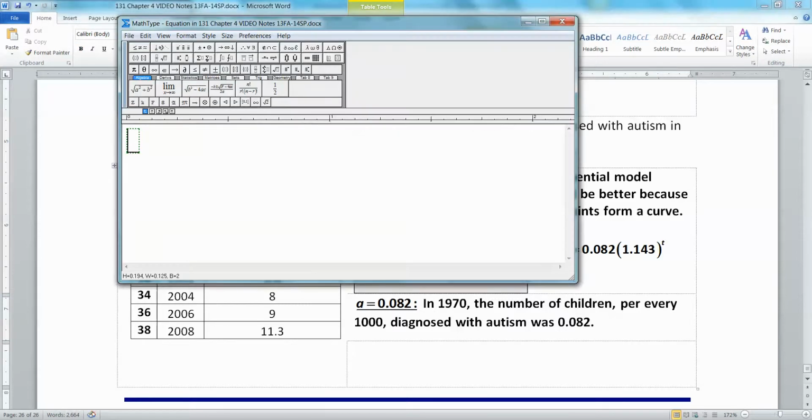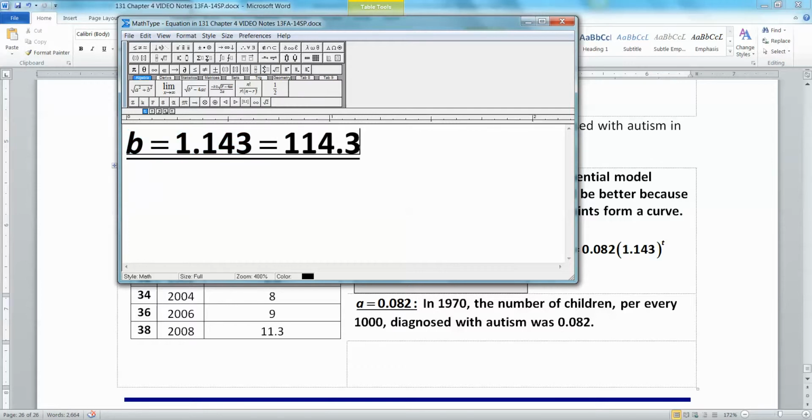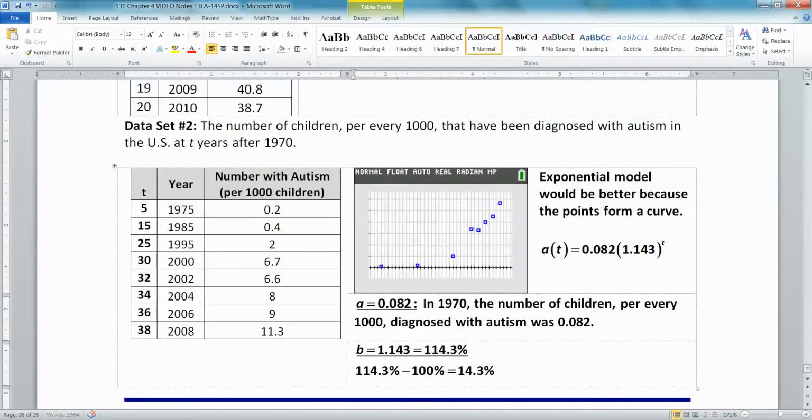All right, then we have the base, which is b equals 1.143. Okay. Now remember, to explain your base, you're going to have to change it to a percentage. So let me change this. This is 114.3%. Either one of those is acceptable. So you can see the extra, hopefully, but let me just write it down. 114.3 percent, take away 100 percent would be 14.3% extra. That's what matters to you.